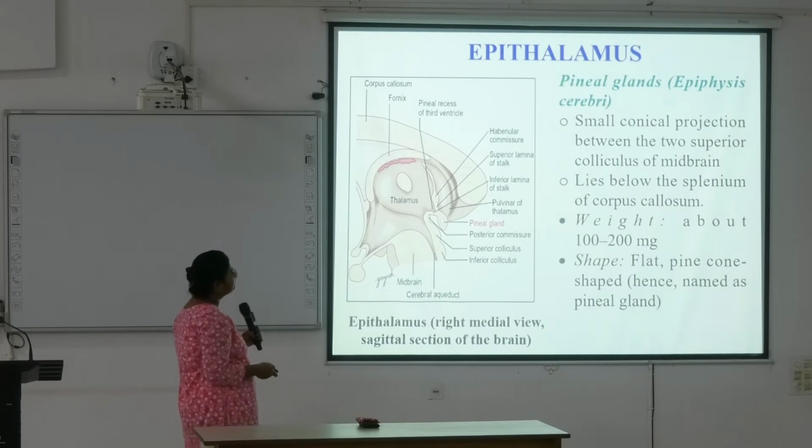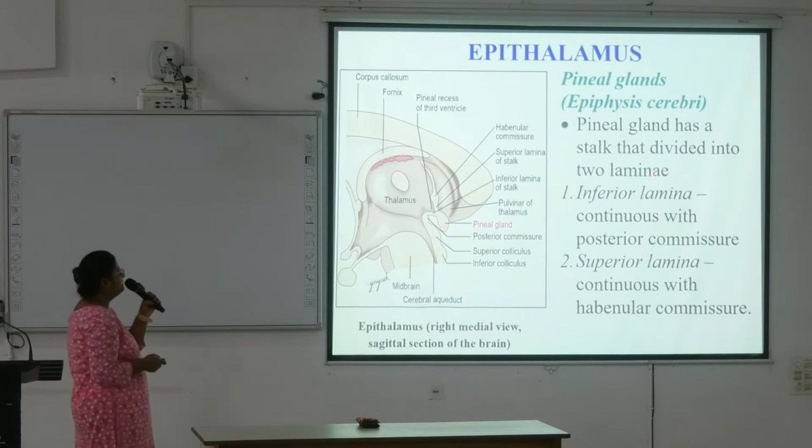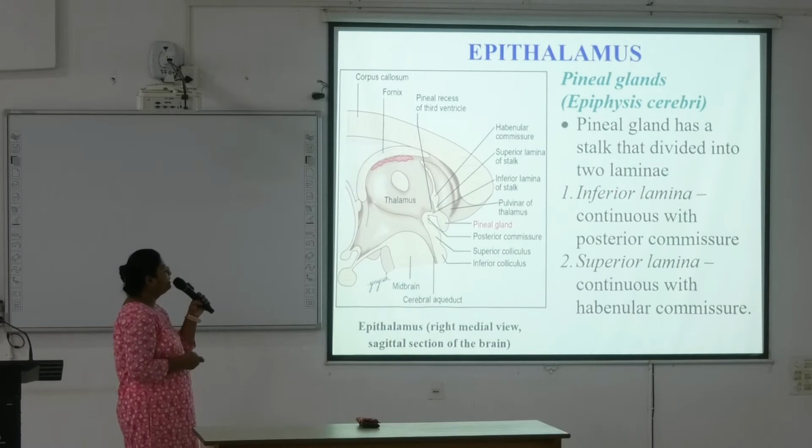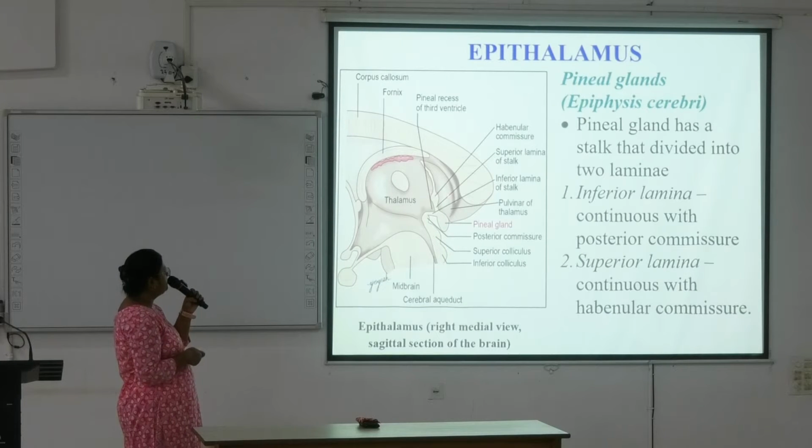Next, pineal gland has a stalk that divides into two lamina. Inferior lamina is continuous with posterior commissure. Here is the inferior lamina continuous with posterior commissure. Superior lamina is continuous with habenular commissure. Here is the habenular commissure.